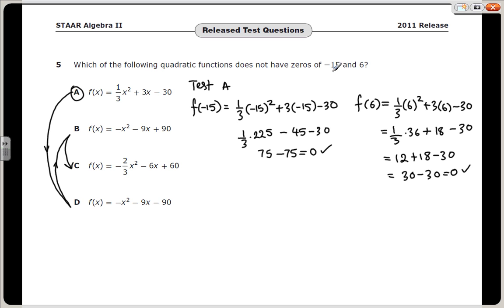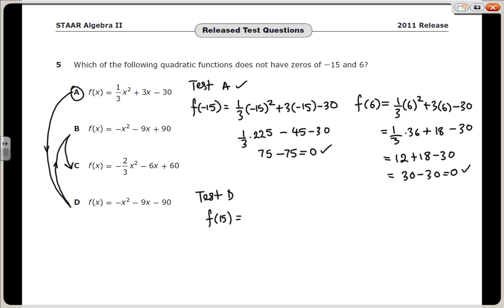So the zeros of this function are negative 15 and 6. Alright, so A checks out. So let's go ahead and test D. If it doesn't work, we just keep doing everything. One of them is going to fail eventually. So let's test D. So for D, I'm going to do f of negative 15 first.